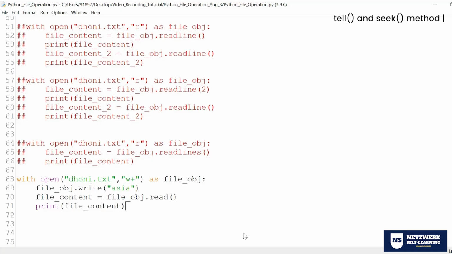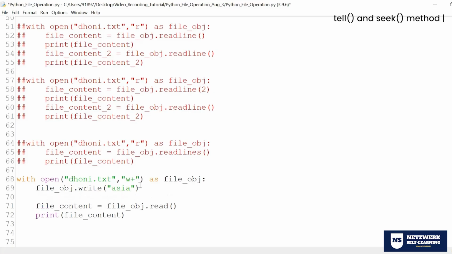So whenever you do this kind of write plus operation, it is your duty to make sure that you alter a bit so that it works perfectly. What was the alteration? This one. As soon as you're done with your write, what you have to do? You have to use the seek method.